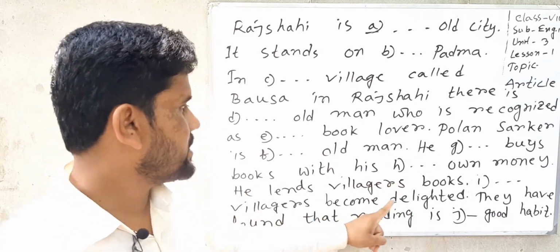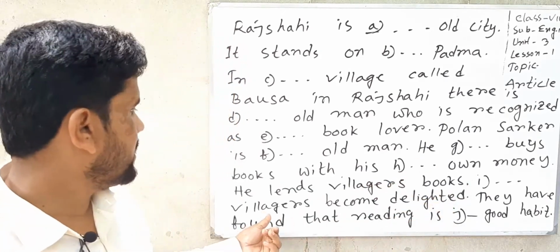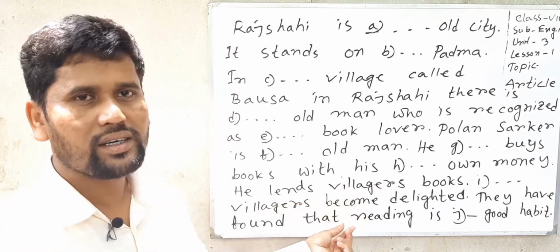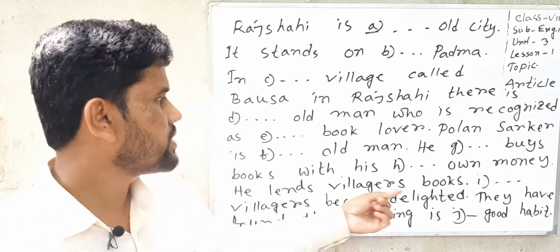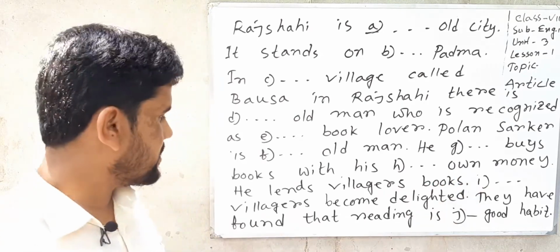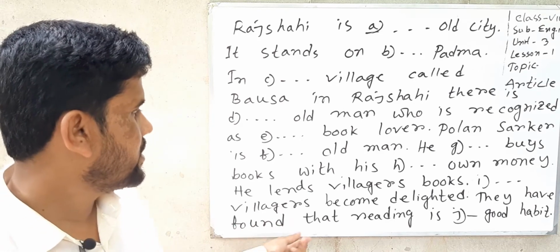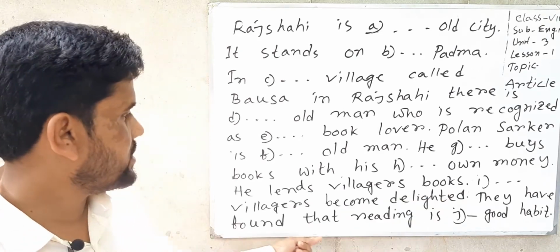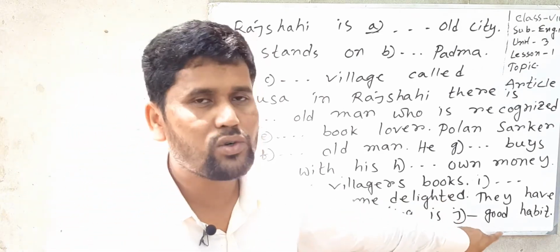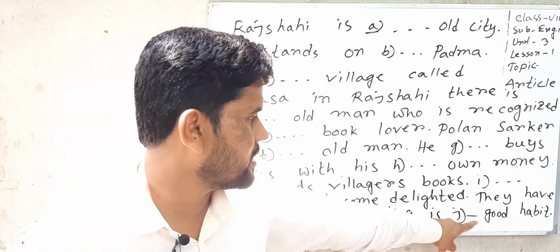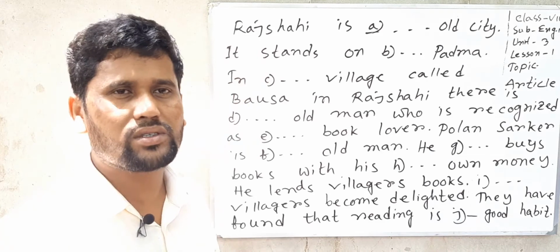He lends villagers books. I already mentioned to you, if we find the word the second time, we can use the. Besides, the word is also plural. So we can use the. Delighted, they have found that reading is a good habit. Here we find a common noun and also an adjective, and it starts with a consonant. So we can use a.